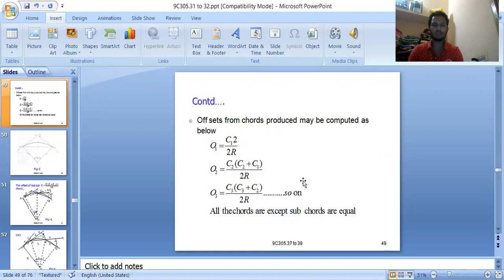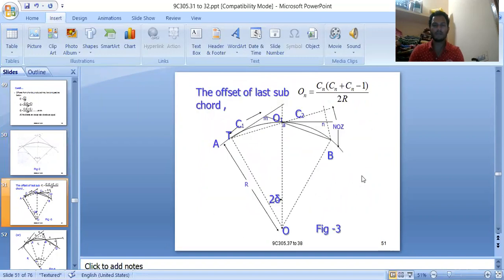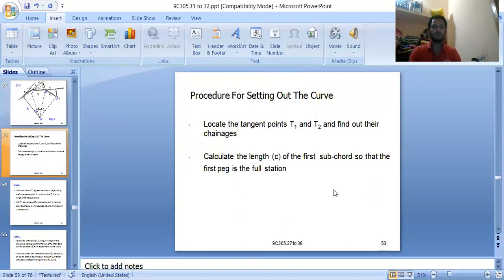All the parts except the subparts are equal. This is the simple circular curve from which we have to measure all these things. For the last subpart, On is equal to Cn into (Cn plus Cn minus 1) by 2R. So these are the different subparts produced. Locating the tangents T1 and T2 at their chainages, calculate the length C1 for the first subpart so that the first part gives the full station.